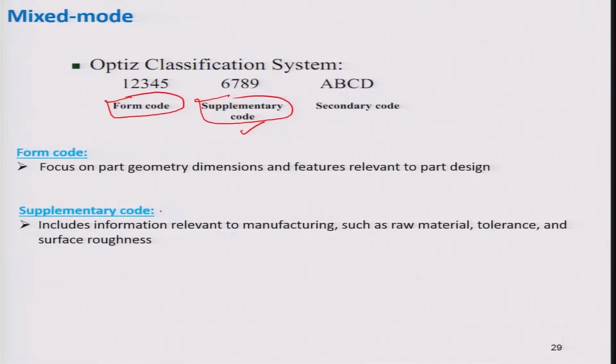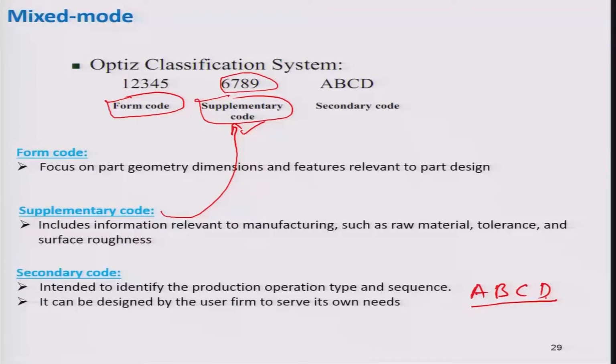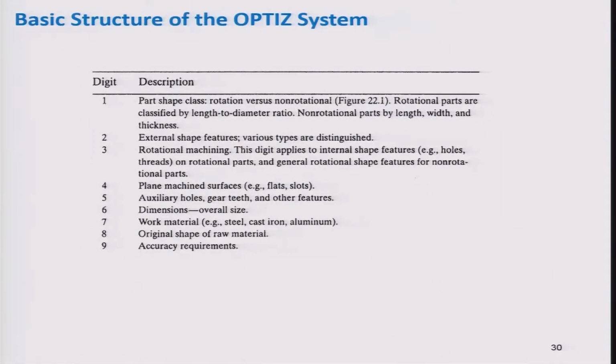Okay, and it is, for example, signified by 6, 7, 8, 9. And the secondary code is intended to identify the production operation type and sequence, and it is generally signified by A, B, C, D. Okay, and it can be designed by the user firm to serve its own need. So it is not a standard coding system. You can change your coding system according to your requirement. Okay, so that is the basic structure of the Opti system.